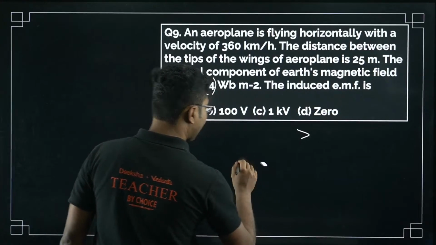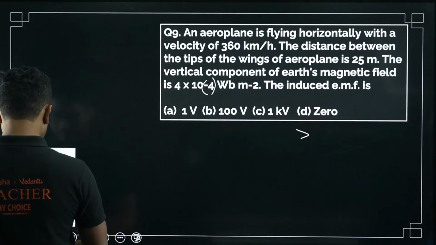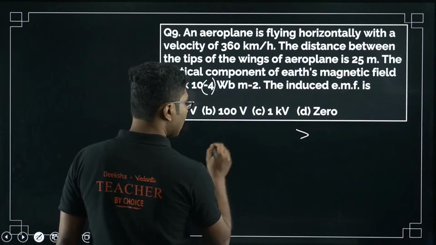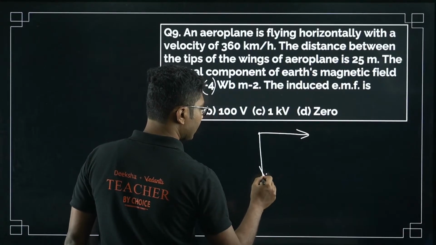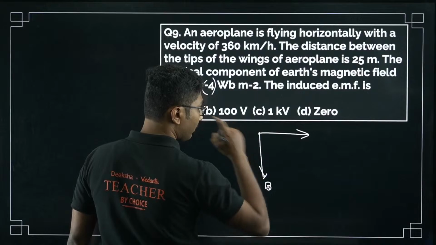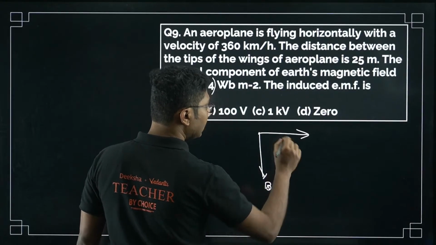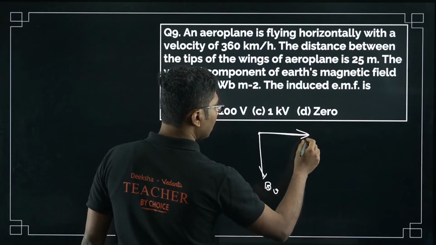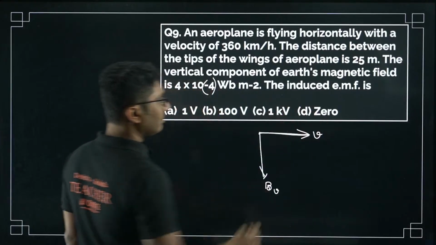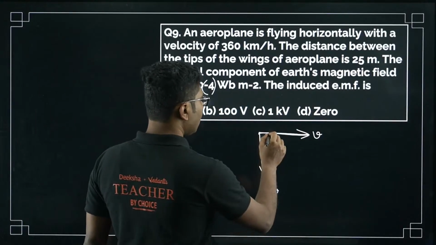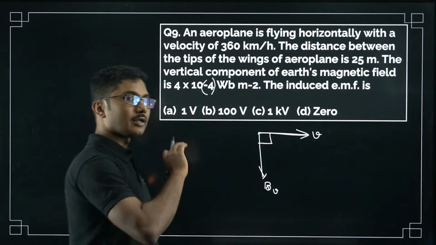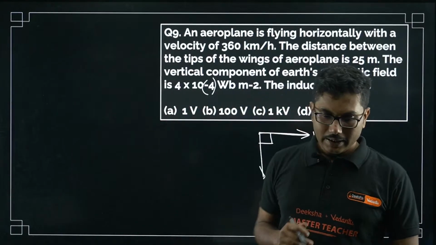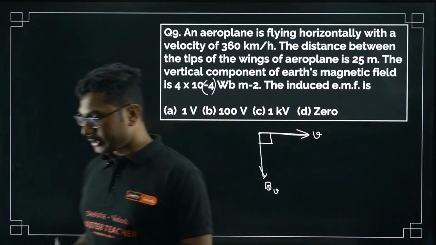Even though the Earth's magnetic field is not there, this kind of question can come because here they have given you whatever value is required. So this is the vertical component of the magnetic field. This is the speed. So they are already perpendicular. Whatever is required to solve the question is given to you. So this kind of question still can come, even though the horizontal and vertical components are not there.